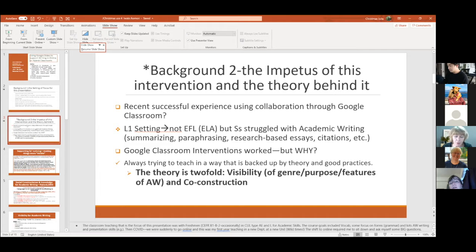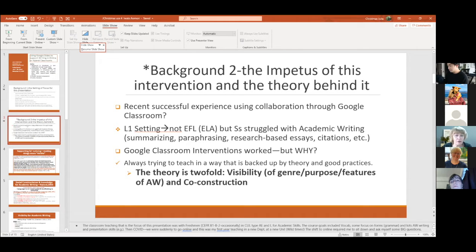But in spite of that L1 status, there were a lot of things about academic writing that make it a foreign genre with a foreign culture of language and conventions. And so in that situation, for me as a teacher, there were a lot of successes and a lot of failures, even though it was an L1 setting.